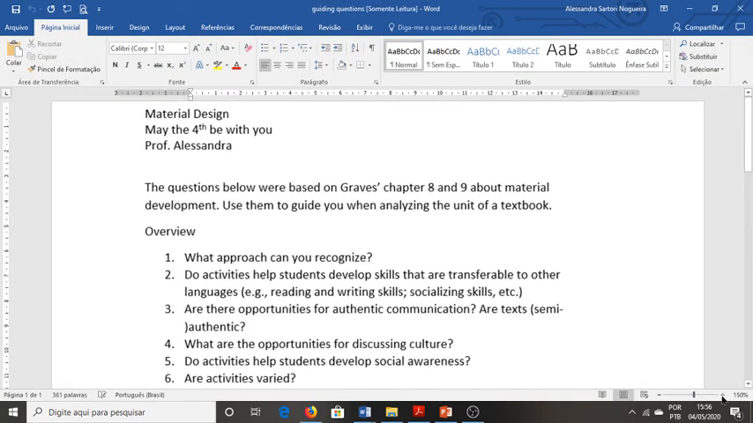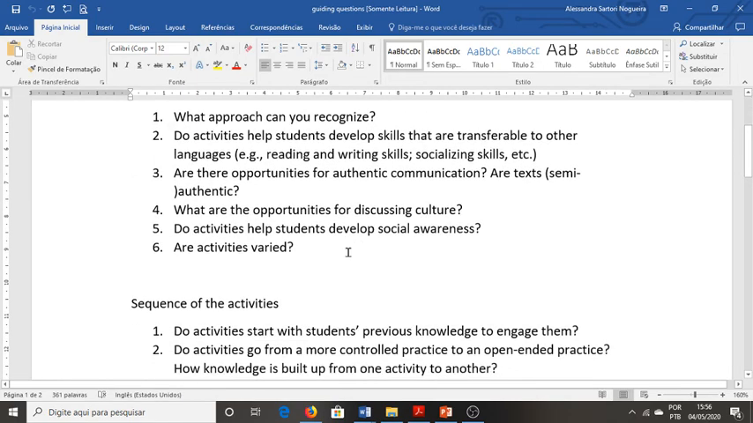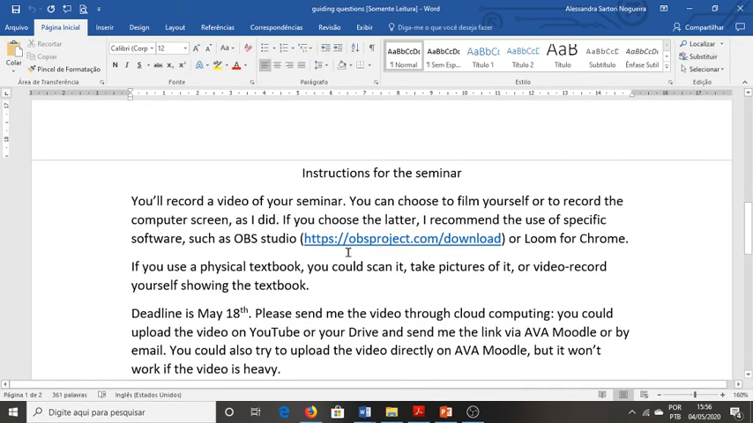Well, here in the instructions, the questions below were based on Graves chapters 8 and 9 about material development. You're going to use them to guide you when analyzing a unit of a textbook. So these are the questions that I just answered in my demo seminar. Then, the instructions for the seminar: you will record a video of your seminar.